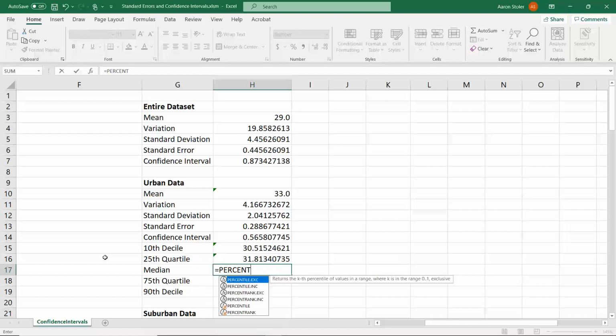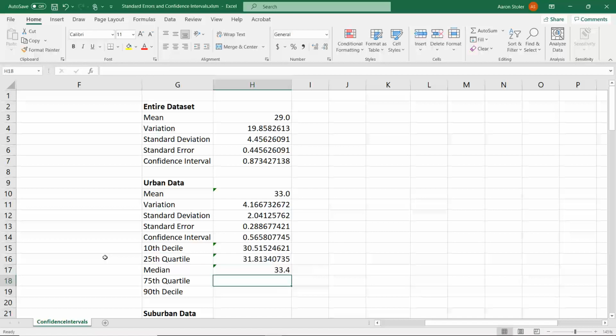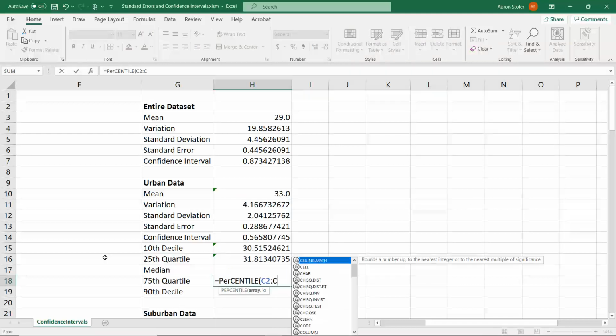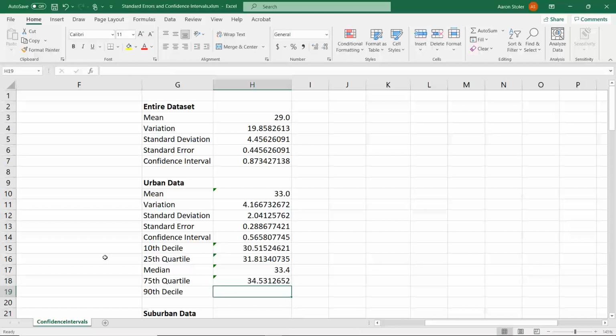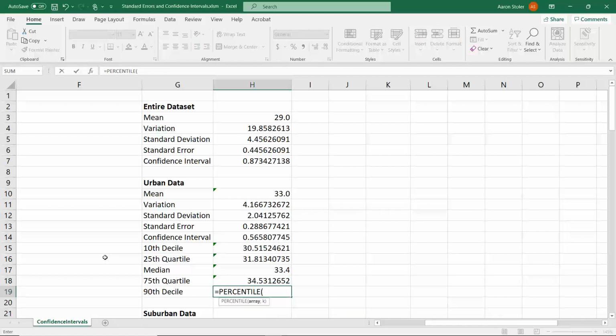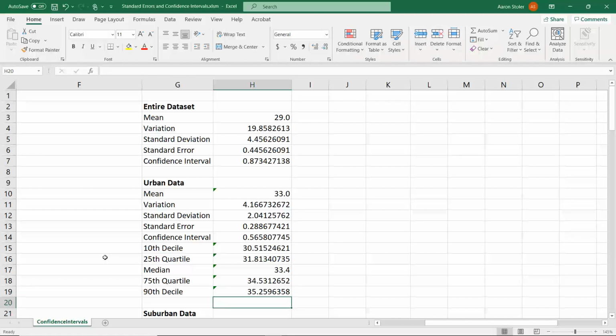or you could also type in percentile, C2 to C51, 0.50, and you're going to get the same number. The 75th quartile is equal to percentile, C2 to C51, and 0.75. And the 90th decile is percentile, C2 to C51, 0.90. And these are the values that Excel uses to create that box and whisker plot.